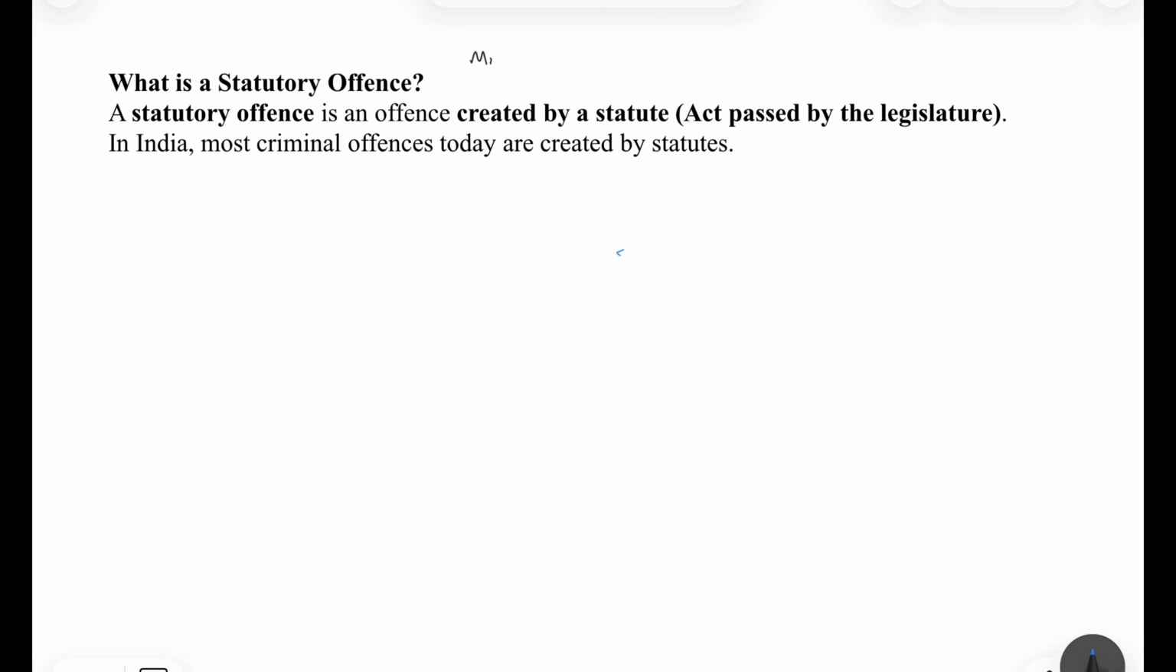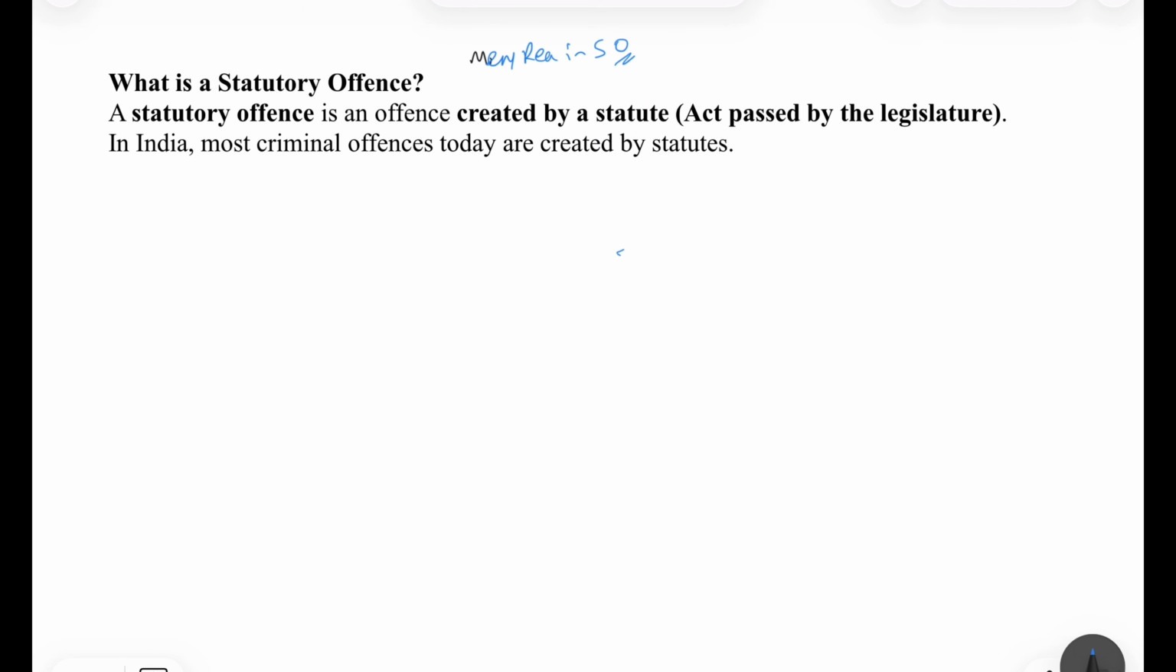In the previous videos of general principles of criminal liability, we have understood the differences between actus reus and mens rea, the elements of actus reus, the elements of mens rea, and the severity of their offences. Now in this video we are going to learn about statutory offences, mens rea in statutory offences.